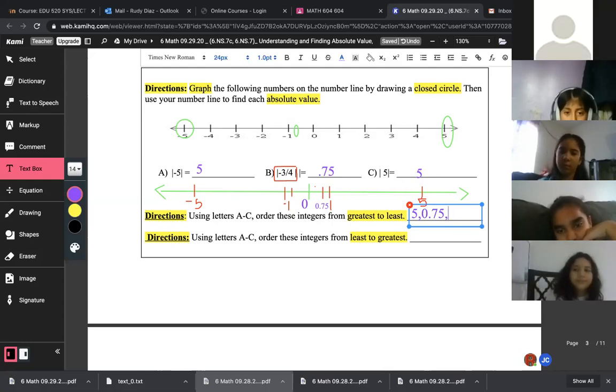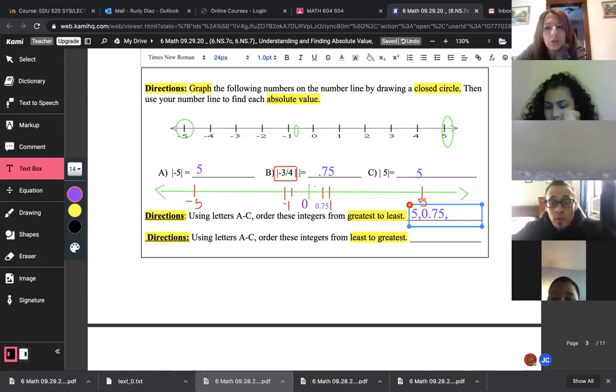5. It won't be 5. Remember, we're not using the absolute value. We're going to be using the regular one, which is what? Negative what? -5. There you go. You guys see how we went from greatest all the way to the right, to the left? Remember, greatest is the positive, all the way to the left is negative, okay?